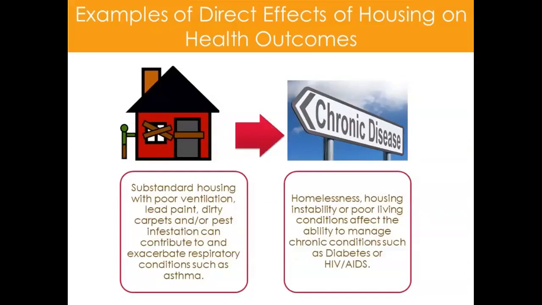So this is another example. This slide talks about some of those examples of the direct effects of housing on health outcomes. We mentioned earlier how air quality in a particular neighborhood can affect or exacerbate asthma symptoms. But substandard housing with poor ventilation, lead paint, dirty carpets, and pest infestation can exacerbate respiratory conditions. This is something that we've seen borne out across the country.